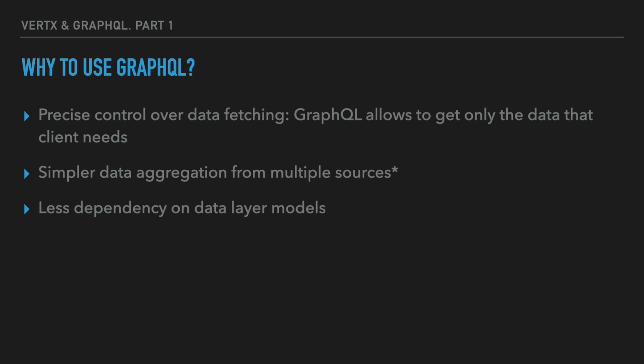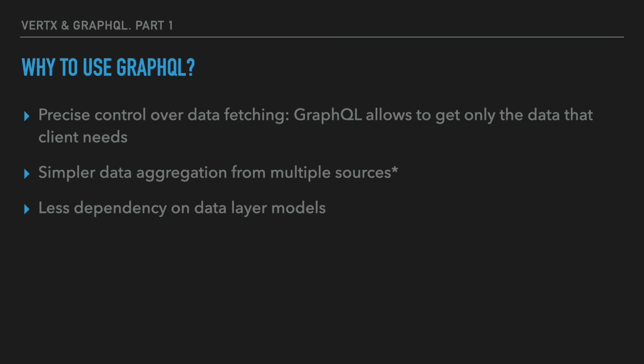Of course, it will give you simpler data aggregation from multiple sources, because usually when we talk about REST API, we follow the idea of resources. In other words, when we have different resources, we need to call several endpoints when we want to do a data aggregation. With GraphQL, we usually have one endpoint and we could do a data aggregation inside our server code.